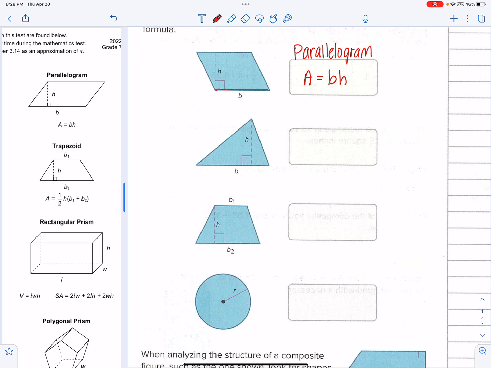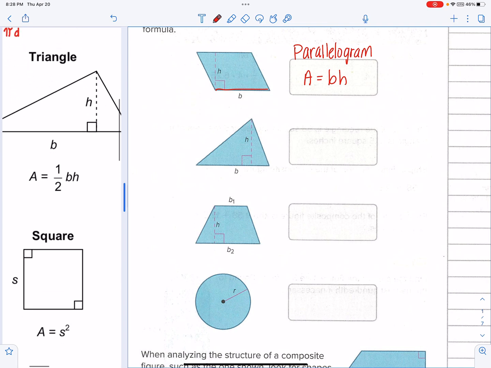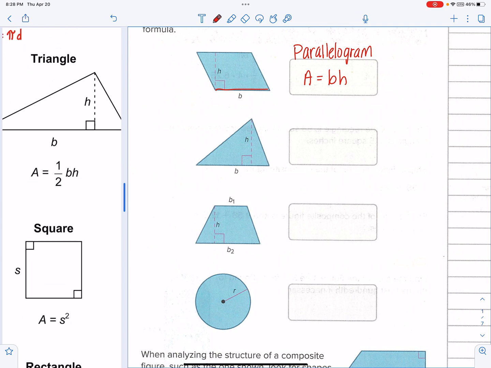Next one is our triangle, obviously. Triangle is base times height, but cut in half because it's half of a parallelogram. So let's go ahead and write the shape. We have triangle, and area is 1/2 the base times height, or you could do area equals, make sure you put equals there, sorry, base times height divided by 2, same thing.